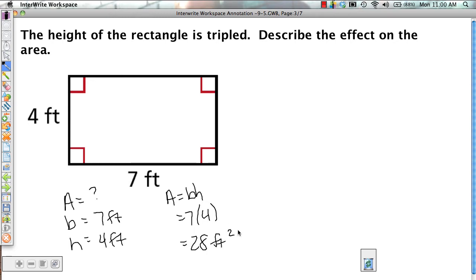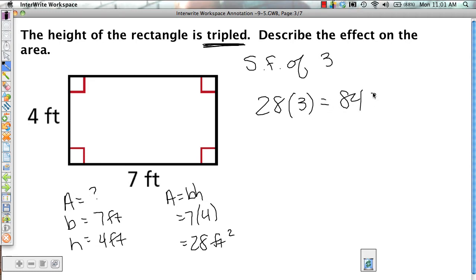So if we take into consideration what we just talked about, we have a scale factor of 3 since we are tripling. So what if we were to take that 28 square feet and multiply it by 3? That would give us an area of 84 square feet.